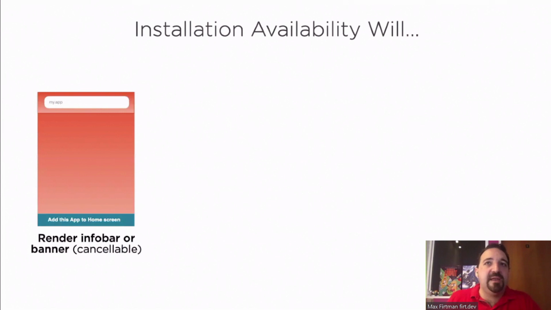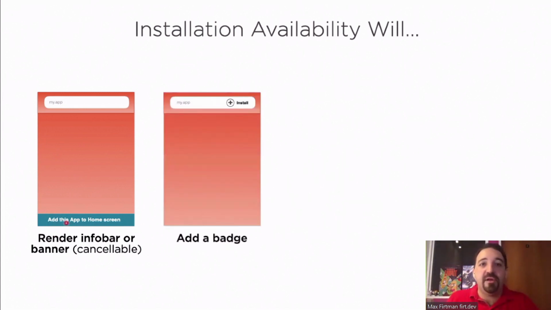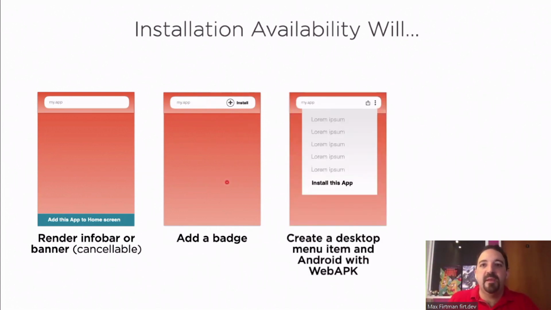And the availability will actually trigger the info bar. That's the little banner that we see, for example, on Android, that says add this app to the home screen. Also on desktop today, it's triggering the installation, the install icon in the URL bar. On desktop and Android with WebAPK, it creates an install menu item.